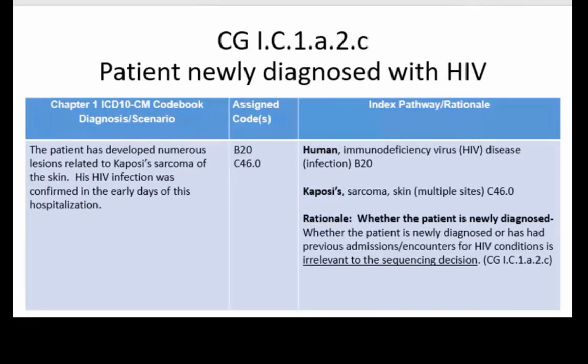If a patient is newly diagnosed with HIV, the point that's being made with this guideline is that whether the person was diagnosed last week, last month, 2 years ago, 10 years ago, that is not determining what the sequencing directions are. The sequencing directions are dictated by whether or not the infection is HIV related. If it's HIV related, the B20 is going to be your principal diagnosis. If the infection or the condition is not HIV related, then that is going to be the principal instead of the HIV.